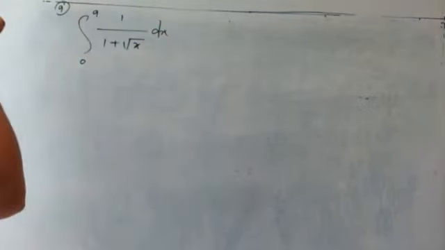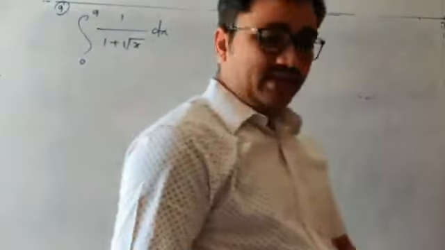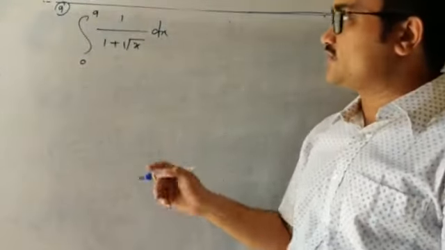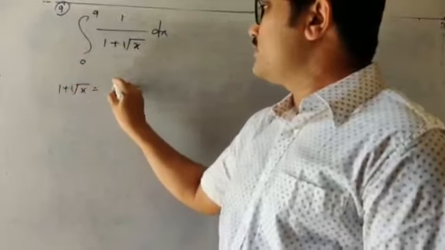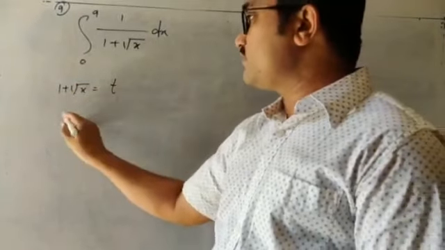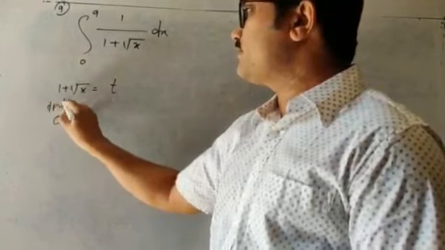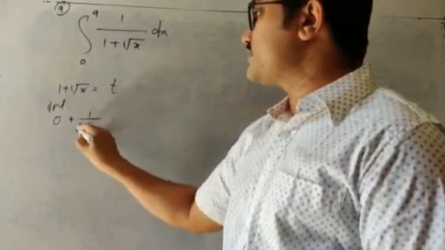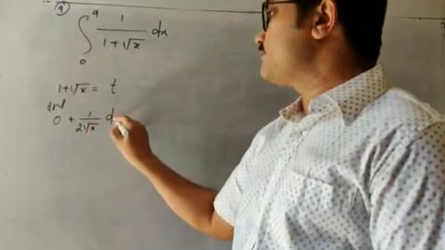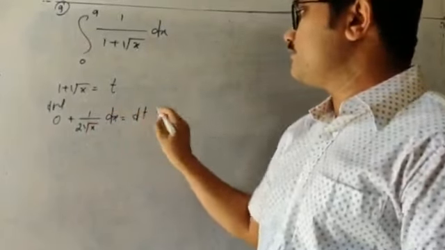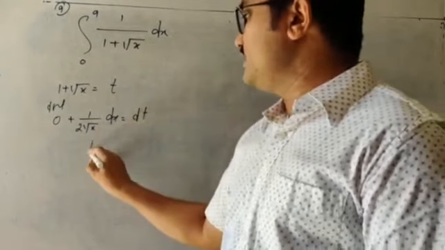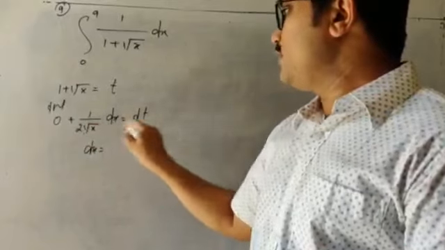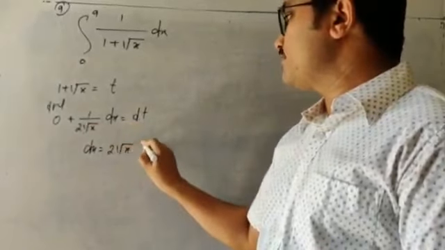Now this question can be solved in 2-3 different ways. One of the simplest ways is we can substitute for 1 plus root x. So instead of substituting for root x, I'll substitute for 1 plus root x. So let us say 1 plus root x is equal to t. If I differentiate, it is 1 plus 1 upon 2 root x dx is equal to dt. So if we shift it to the other side, dx is equal to 2 root x dt.